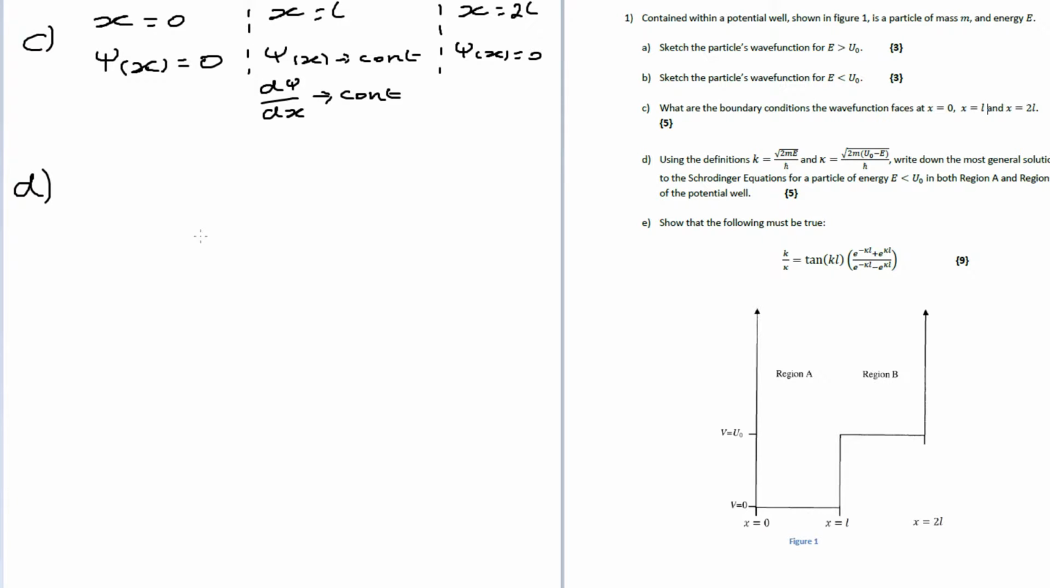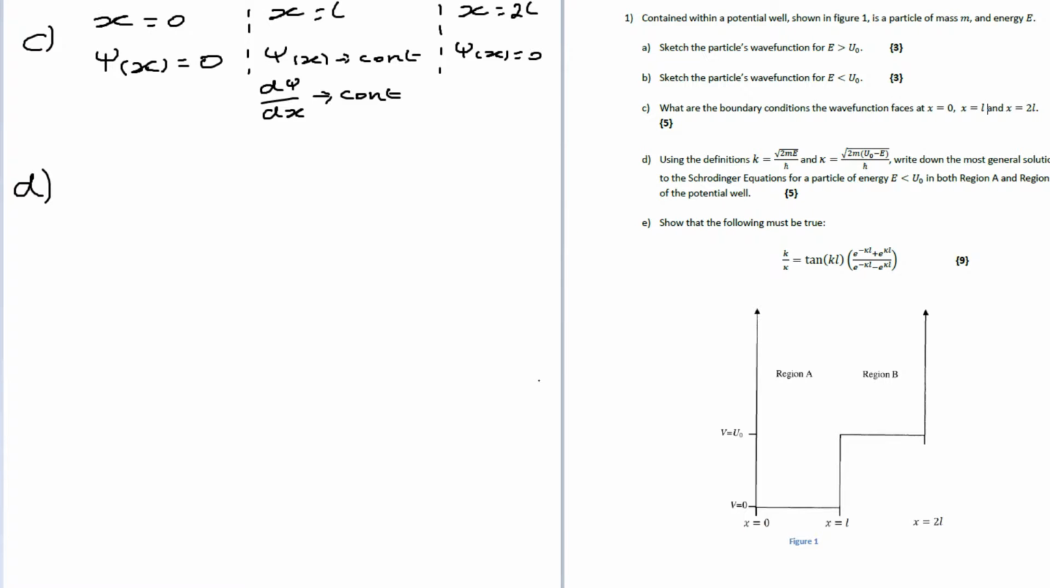And it gives us some definitions for k, and this is actually a kappa, so this isn't the same as our k. So this k applies when our particle is in region A, because there's no U0 barrier here, there's no step. And the kappa applies in region B, because then we change our particle's energy quantization to have this U0 factor here, because we're dealing with a step. And what does it want? Write down the most general solution to the Schrödinger equations for a particle of energy E less than U0 in both region A and region B of the potential well.